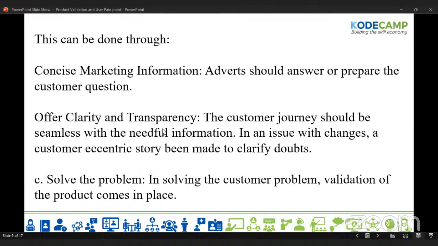So your marketing information needs to be concise, needs to answer the customer and help the customer. It should offer clarity and transparency. The customer journey should be seamless, with useful information and no issue with changes, a customer-centric story made to clarify doubt.